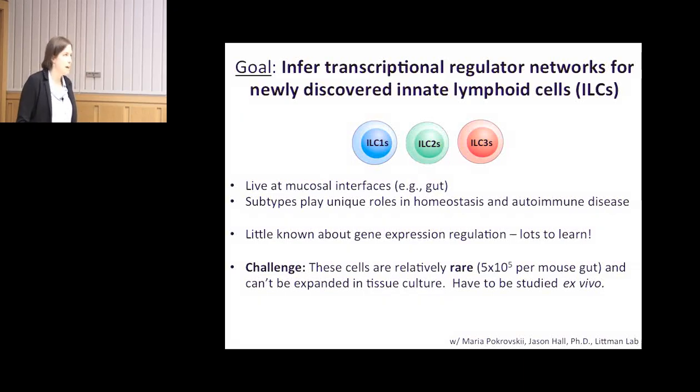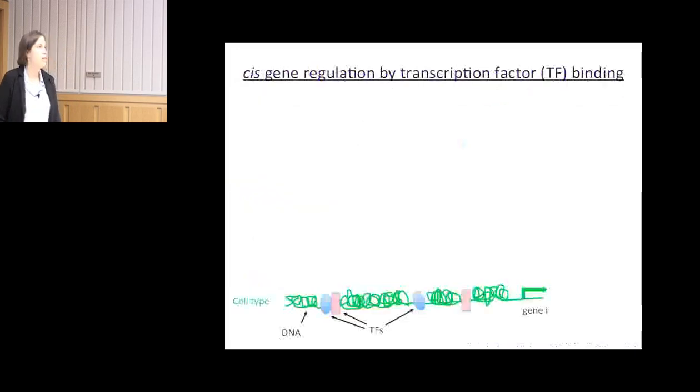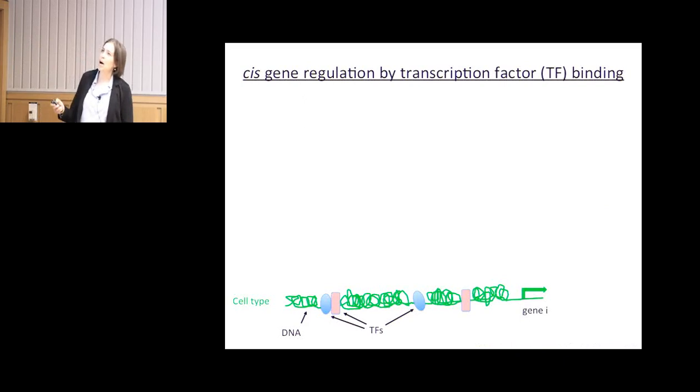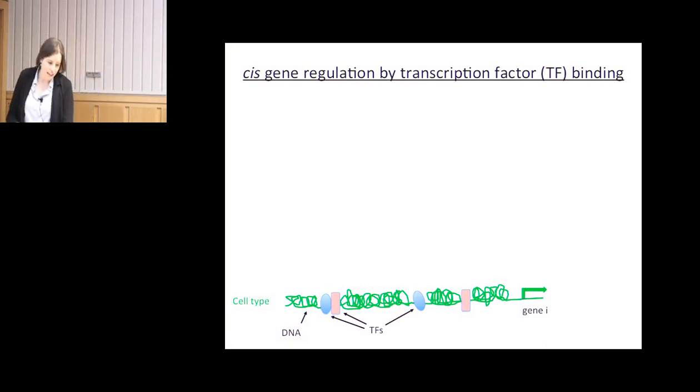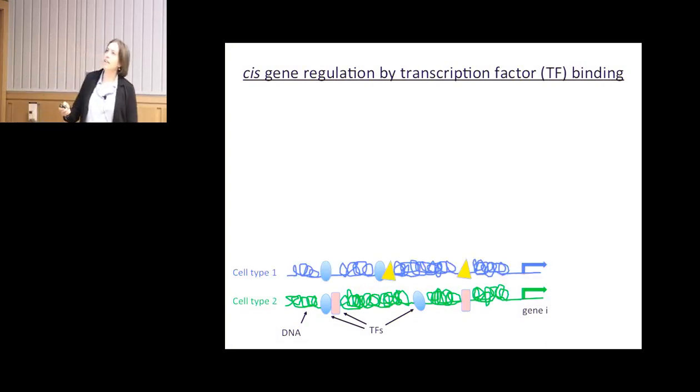Before I describe the mathematics of transcriptional regulatory network inference, I just want to show you in cartoons the kind of model that I'm trying to build. Here we have a model of cis gene regulation. Here's a gene locus, and we have different transcription factors bound in cis to the gene locus. They're nearby, and they might be playing a role in regulating this gene's expression. In another cell type, you might expect some of the same transcription factors to be involved, but maybe some different transcription factors as well.